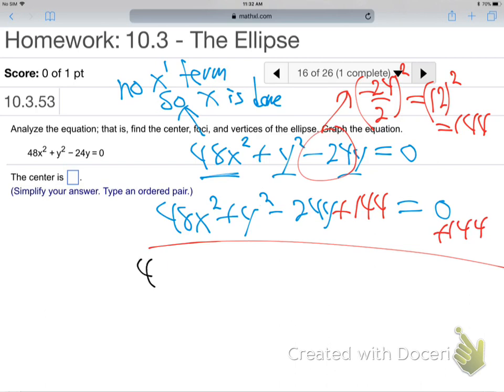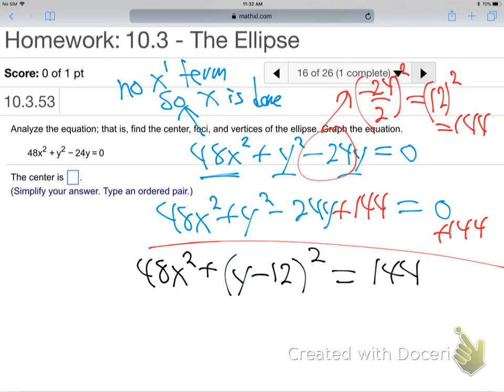Now what do we have? 48x squared. The y's are guaranteed to factor. What is it? y minus 12 squared equals 144. So everybody see that? Do you see how I didn't have to mess with x? There's no x to the first power term, so x is done.